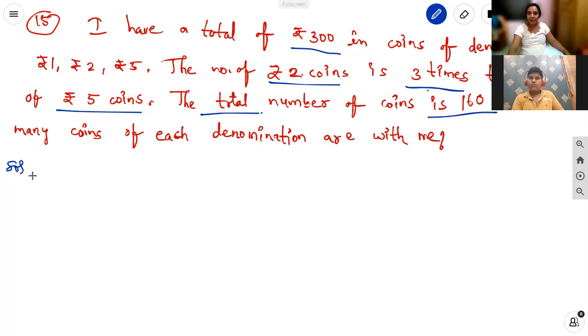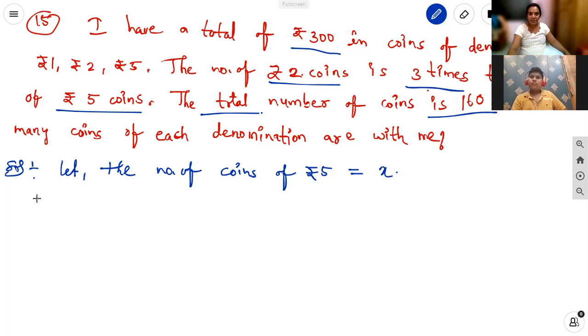Here, the 2 rupee coin is compared with the 5 rupee coin. So we can take, let the number of 5 rupee coins be x.